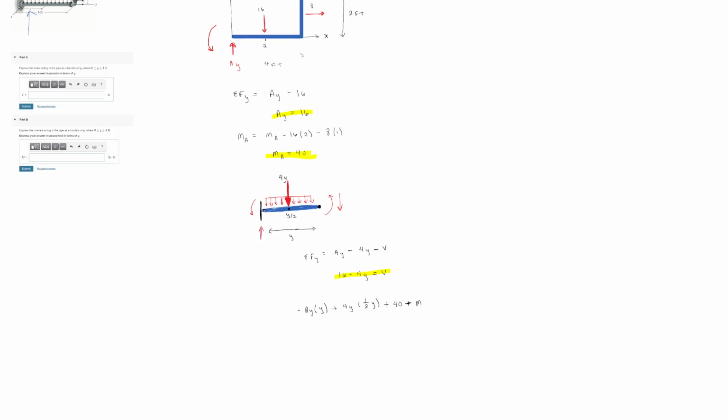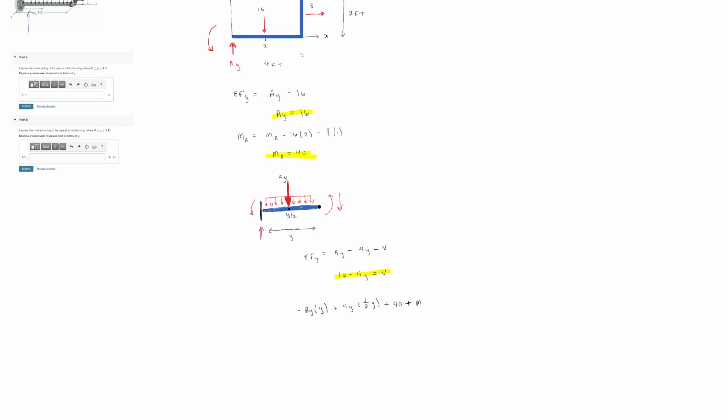Now, you may ask yourself, why are both moments positive? Right? The reason that both moments are positive is because we are finding it at this point, right? This moment right here is positive, and this moment it will be negative, but since we're finding it at that particular point, it's going to be going counterclockwise.